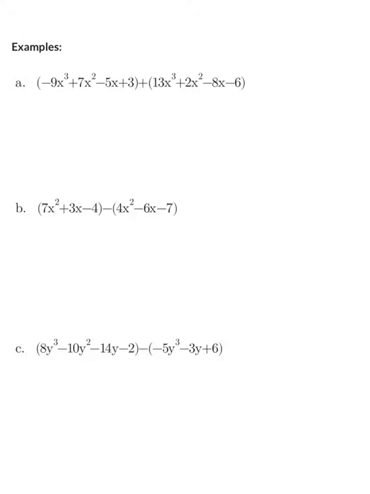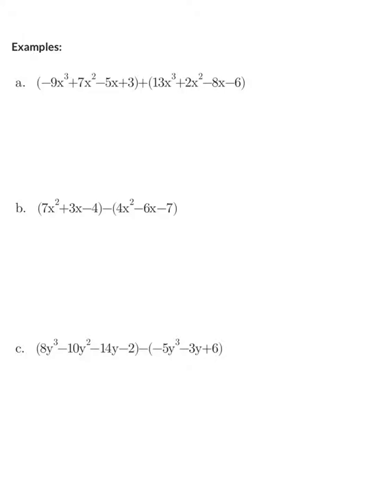Okay, for example A, we have negative 9x cubed plus 7x squared minus 5x plus 3 as our first polynomial. Our second polynomial will be 13x cubed plus 2x squared minus 8x minus 6. And so we want to first note that since this is an addition problem, these parentheses have no special meaning. So you can either rewrite the problem without them, or you can just choose to ignore them.